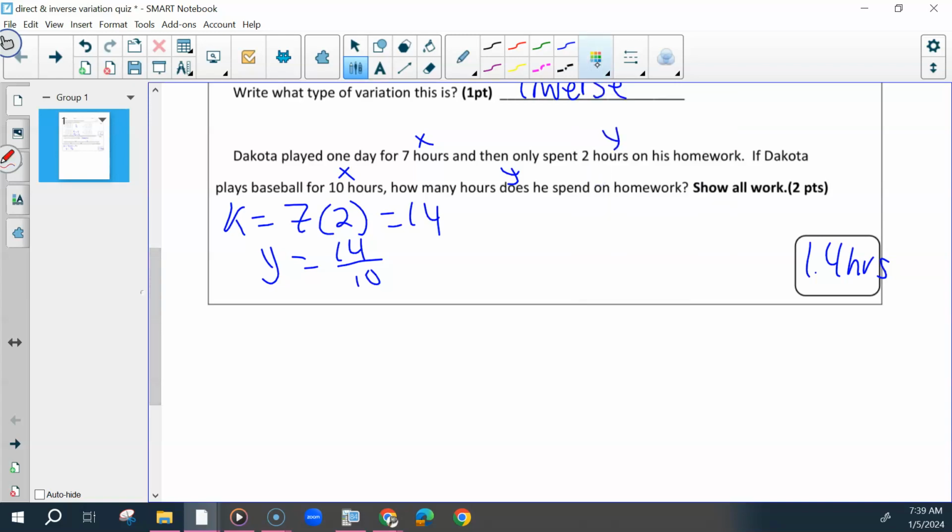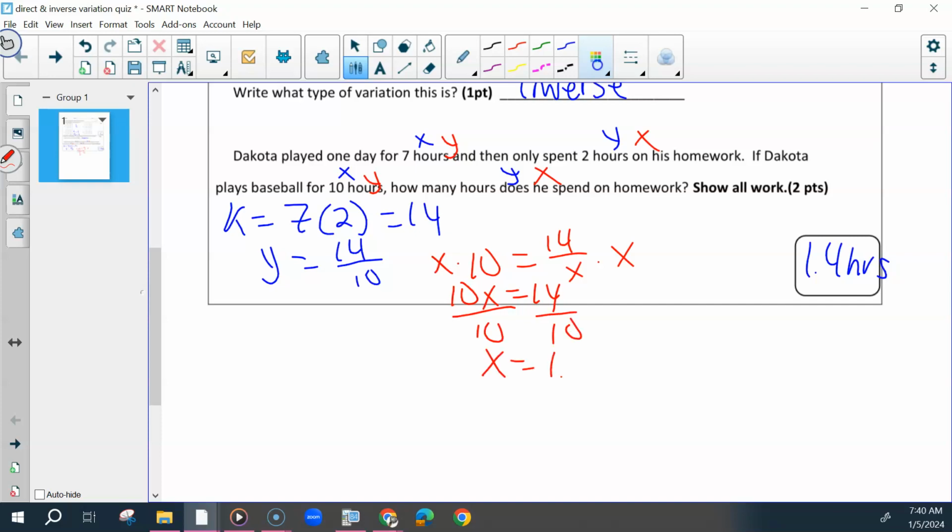If you switch these variables, call this y, call this x, the first part wouldn't change, that would still be the same. The second part, however, would be 10 equals 14 over x. And then to solve for x, we can multiply x on both sides. And then divide. So either of these methods would have worked.